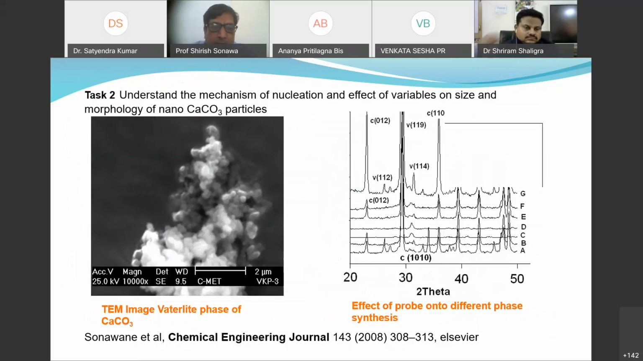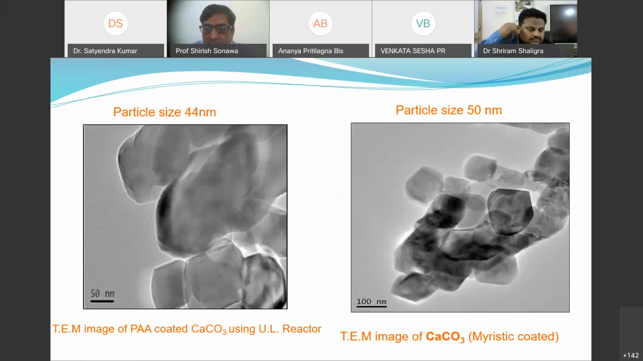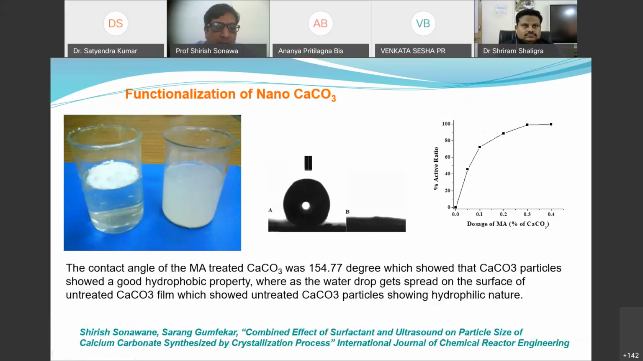But here the shapes you get are cubic, and it takes longer time, and ultrasound we cannot use for large scale production. This is the shape you can see using myristic acid. Basically, hydrophobic calcium carbonate is required for these adhesives. So we add a functionalizing agent, for example myristic acid, and you can see this calcium carbonate has been functionalized and become hydrophobic in nature.